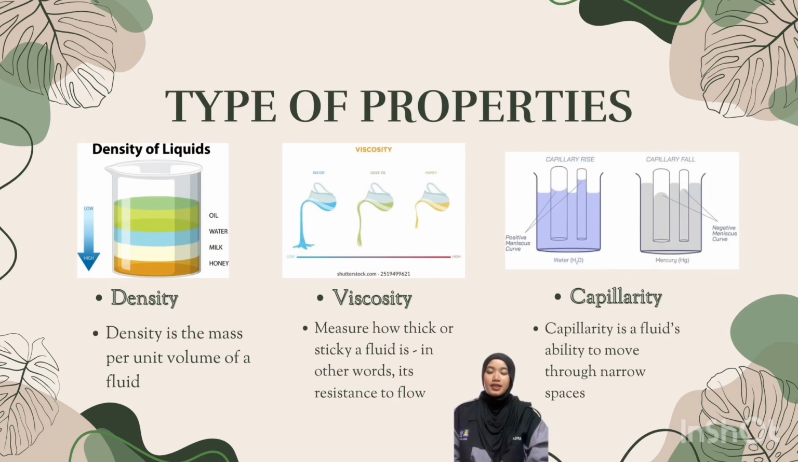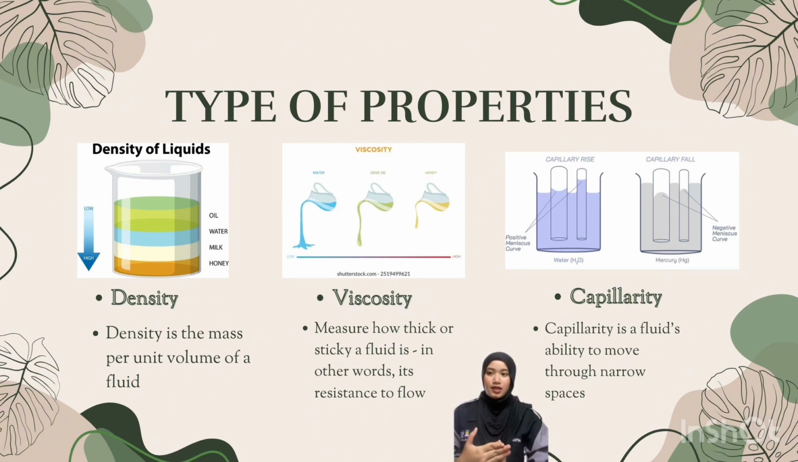I would like to explain the types of properties that we would like to highlight in this experiment. The first one is density. As we all know, density is the mass per unit volume of a fluid. In this experiment, we will use three types of different fluid, which are water, cooking oil, and dishwashing liquid, and we will measure and calculate the density of the fluid itself.